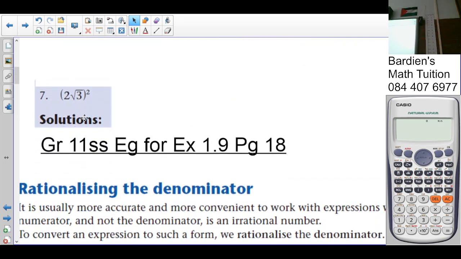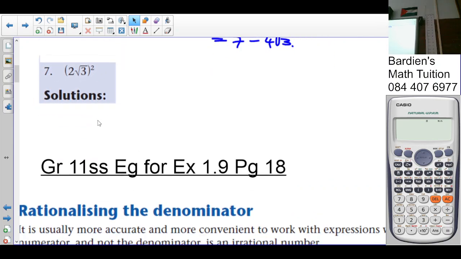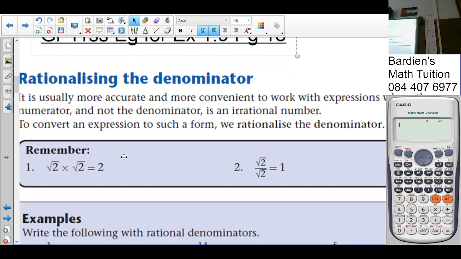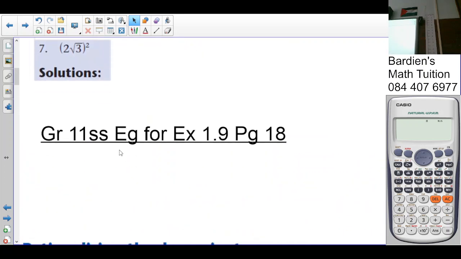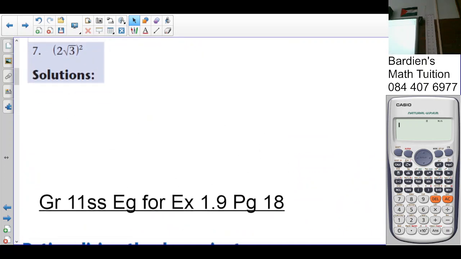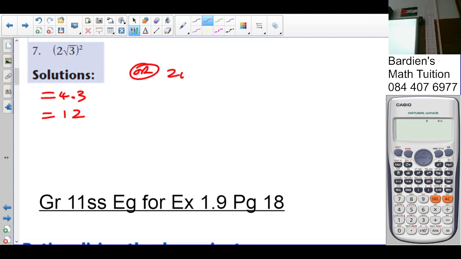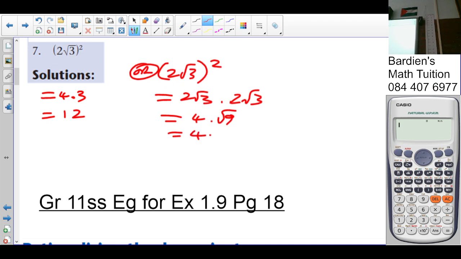Let's go to the next question, which is number 7. There are one of two ways of doing it. If you want to apply the square immediately, 2 squared is 4 times root 3 squared, which is 3, giving 12. Or we could say 2 root 3 squared is 2 root 3 times 2 root 3. 2 times 2 is 4, root 3 times root 3 is root 9, or 3, and 4 times 3 is 12.